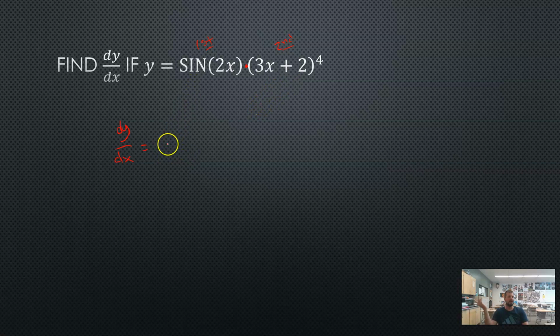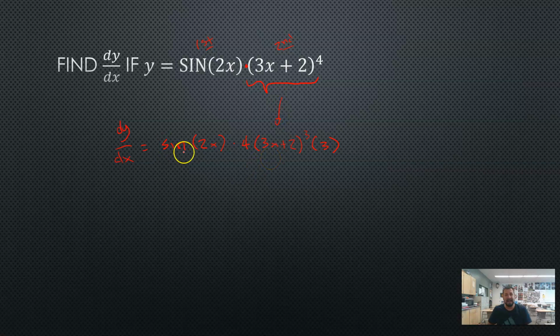So the product rule says first function, so that's my sine of 2x, multiplied by the derivative of the second function. In order to take the derivative of that, I bring the 4 down. I've got 3x plus 2 to the third power. And then I need to multiply by the derivative of the inside part. Again, I am using the chain rule to take this derivative, which is where that came from right there.